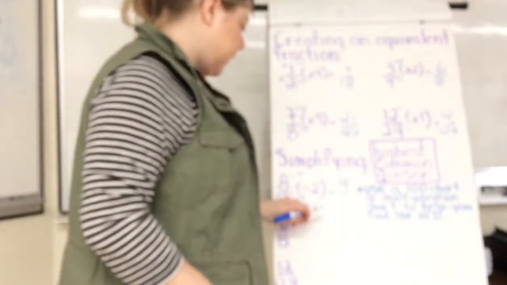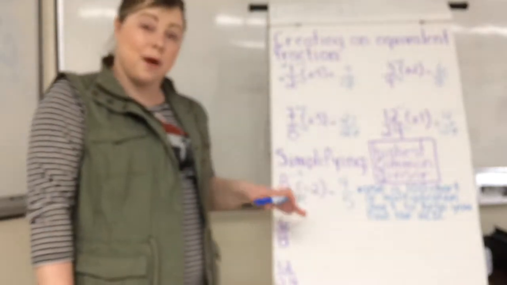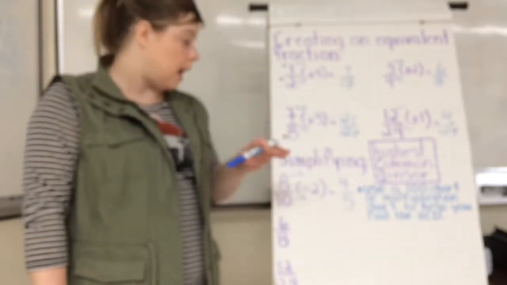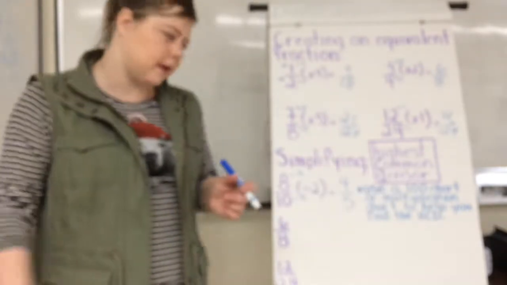So 10 divided by 2, or how many times 2 can go into 10, is 5. You can also use a calculator once you've figured out what the highest common divisor is. Let's look at this one. They haven't given us the answer here.